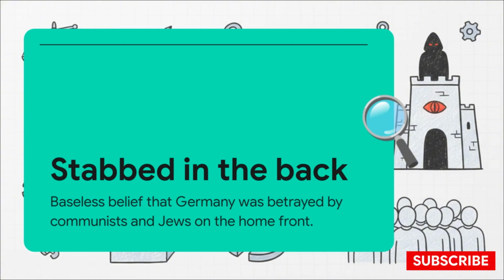He became totally obsessed with the so-called stabbed-in-the-back theory. He drew a direct, false line of blame right to communists and Jews. In his mind, they had spread dissent and anti-war propaganda on the home front. He convinced himself the army hadn't actually lost on the battlefield at all, but were betrayed from within.